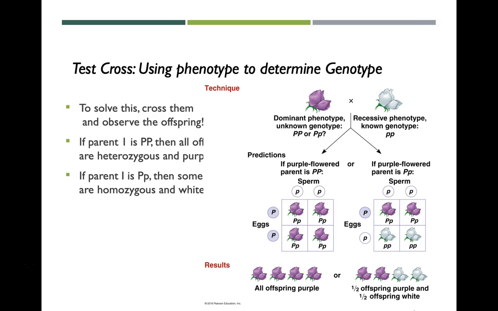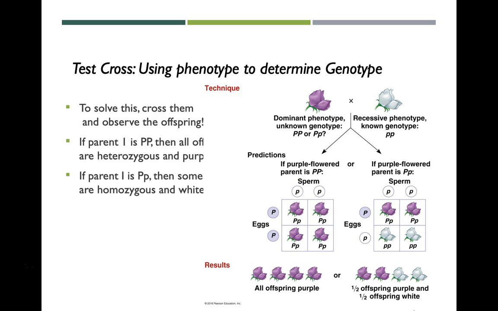So in this case, if we have an unknown purple plant and we want to determine if it's the homozygous or the heterozygous individual, we can cross that with any white flower because we know that they're going to be homozygous recessive. So then we can make some predictions. If our purple flower is homozygous dominant and we cross it with homozygous recessive, all of our individuals should be purple. So if we perform that cross and all of them are purple, we know that our parent purple plant was homozygous dominant.